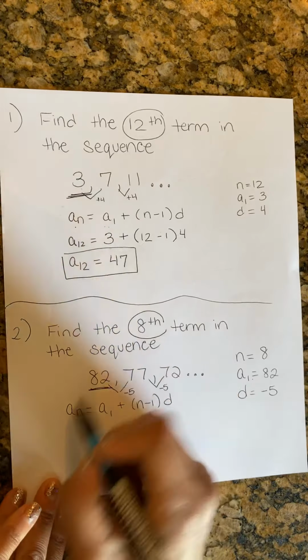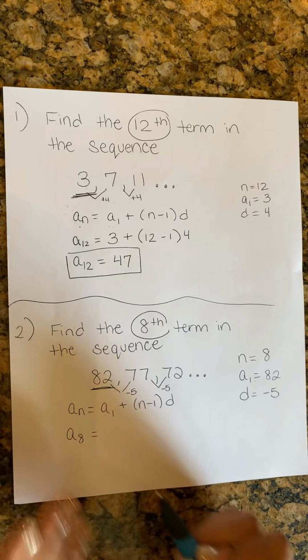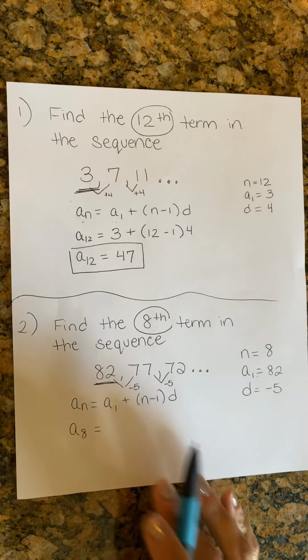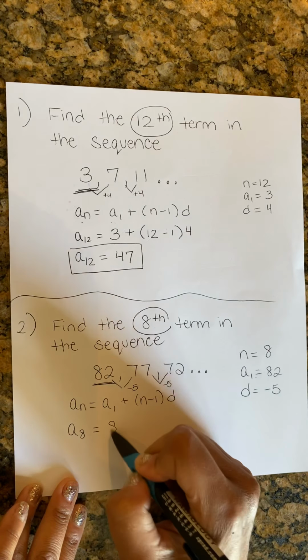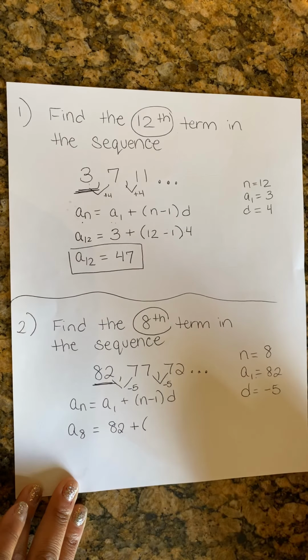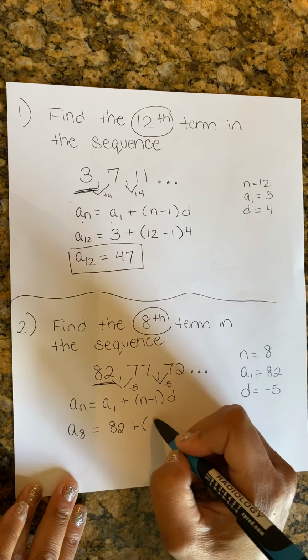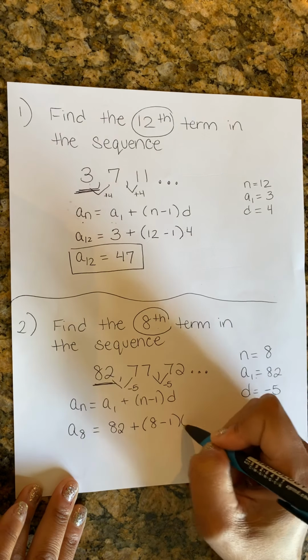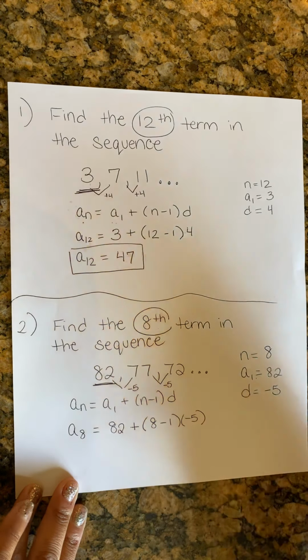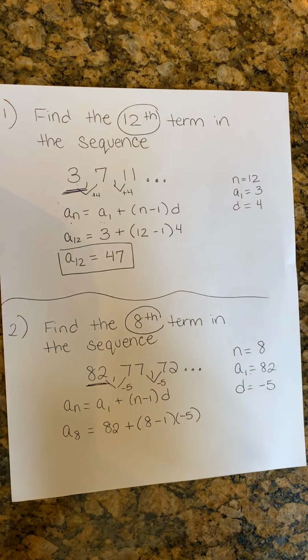Okay, now we're going to plug into the formula. So we're looking for a sub 8. Again, that's just a placeholder. You're just calling that the 8th term. a_1, which we said was 82, plus n, which is what we're looking for, the 8th term, minus 1, times our common difference. You could put the common difference in parentheses if you want, or you could just do times it whenever you're doing it in the calculator. All right, so 82 plus 8 minus 1 in parentheses times a negative 5.